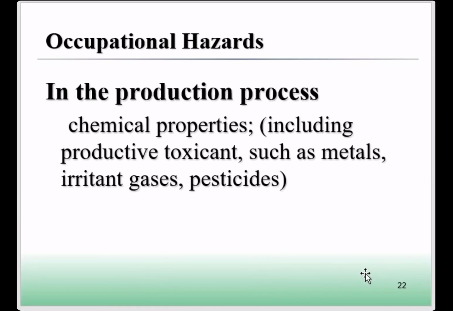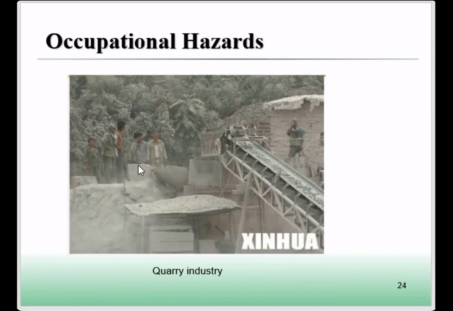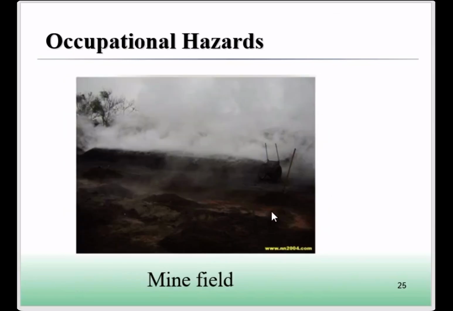So in the production process, you will find different chemical properties, including productive toxicants. The productive toxicants include some metals, irritant gases, and pesticides. We will talk later about some of the metal poisoning in the production process. And you can see this is dust. And this is the quarry industry. You can also find dust.